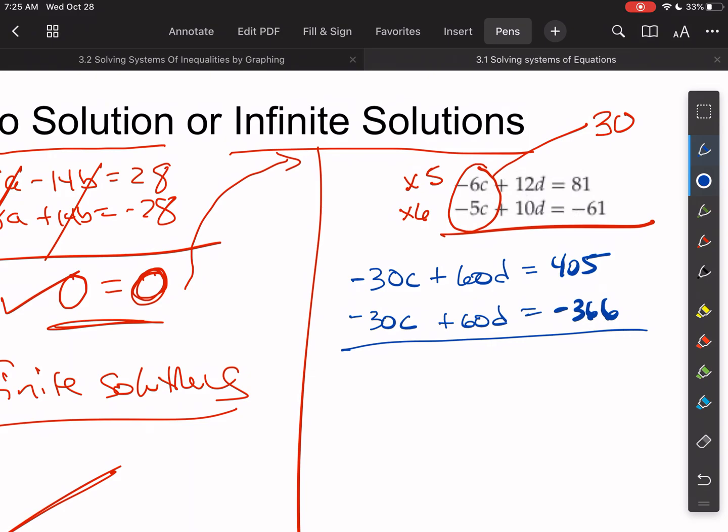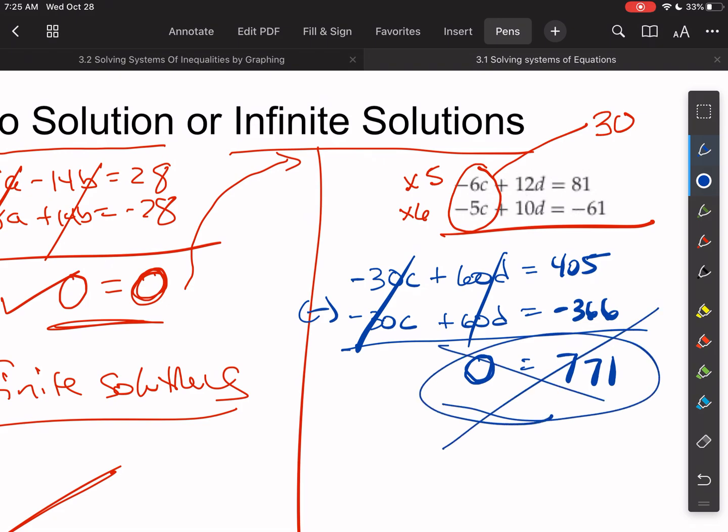Okay, the signs are the same on my c's, so I'm going to add. All right, so, sorry, not add. Whenever the signs are the same, we're going to subtract. Negative 30 minus negative 30 would be negative 30 plus 30, which makes this go away, right? And then 60 minus 60, that goes away as well. So I'm left with 0 on this side, but notice what happens on the other side. 405 minus negative 366 is going to be, what? I think we're going to add, so it'll be 771 or something like that. Doesn't really matter what it is. This is never a true statement. 0 is never equal to that. So the answer to this one is no solution.